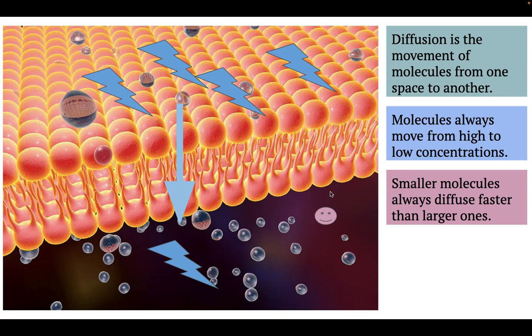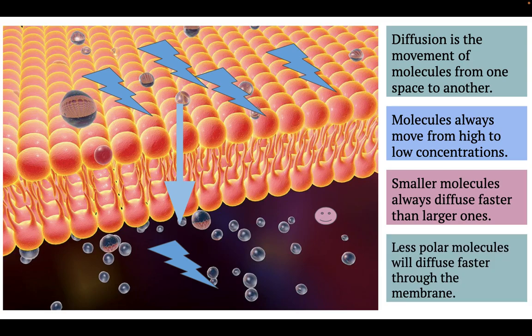Secondly, smaller molecules are always going to move through a membrane faster and more successfully than larger ones. And lower polarity or nonpolar molecules will always diffuse faster as well, because these nonpolar fatty acid tails do not engage with or interact with polar molecules.